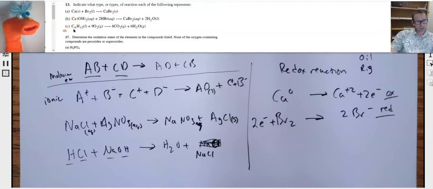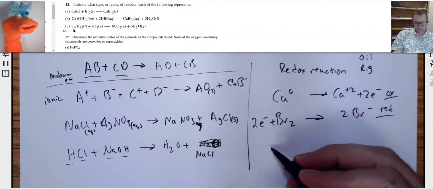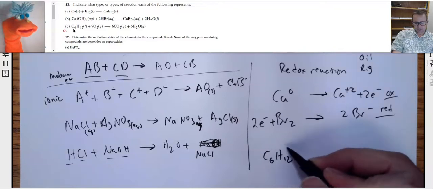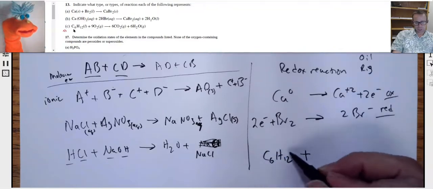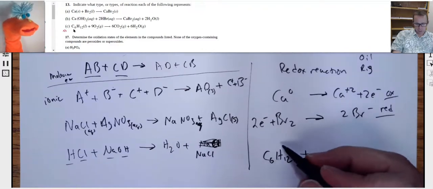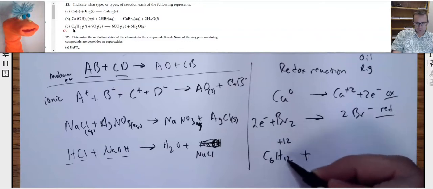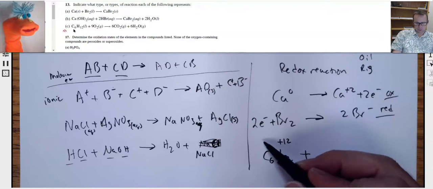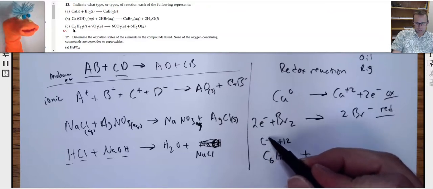Is that following the pattern? It doesn't look like it, does it? So we have to check the oxidation numbers? Yeah, we have to check the oxidation numbers. So C6H12. Do you know the oxidation number for the hydrogens and the carbons? The hydrogen's +1, right? So all of these contribute a total of +12 because there's 12 of those hydrogens. That means carbon, if there's 6 of those, each one must be a -2.